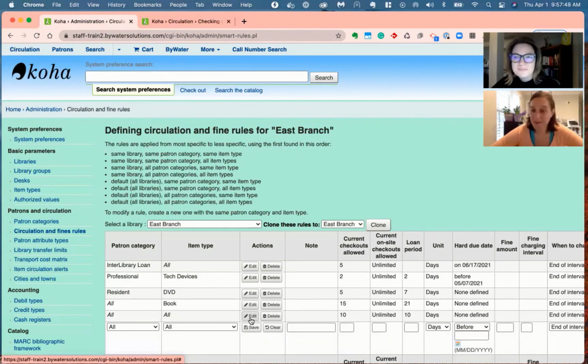Perfect. So you have lots of options when you're setting up your circ and fine rules. There's a lot of moving pieces. As always, if you have a question, submit a ticket and let us know.